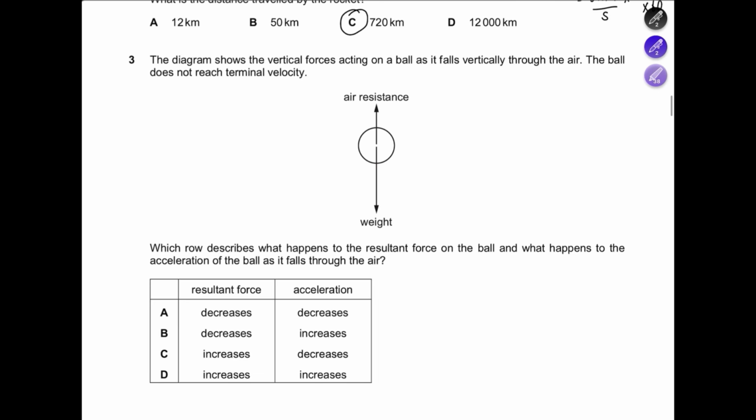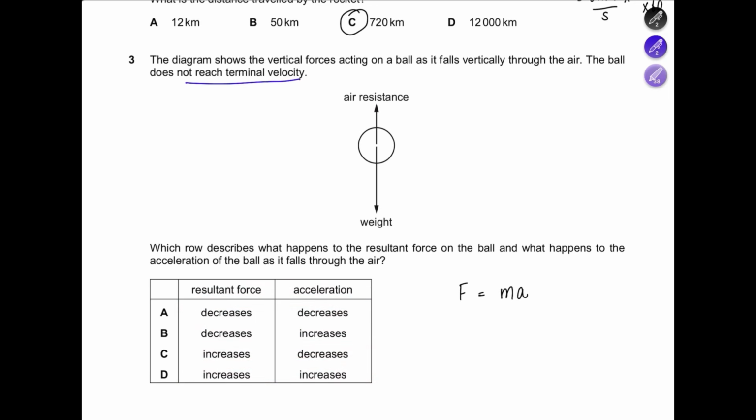Now, the diagram shows the vertical forces acting on a ball as it falls vertically through the air. The ball does not reach terminal velocity. Which row describes what happens to the resultant force on the ball and what happens to the acceleration as it falls through the air? Okay, so we know resultant force and acceleration are directly proportional. The equation is F equals ma. If force is reducing, so is acceleration. So it's either going to be A or D.